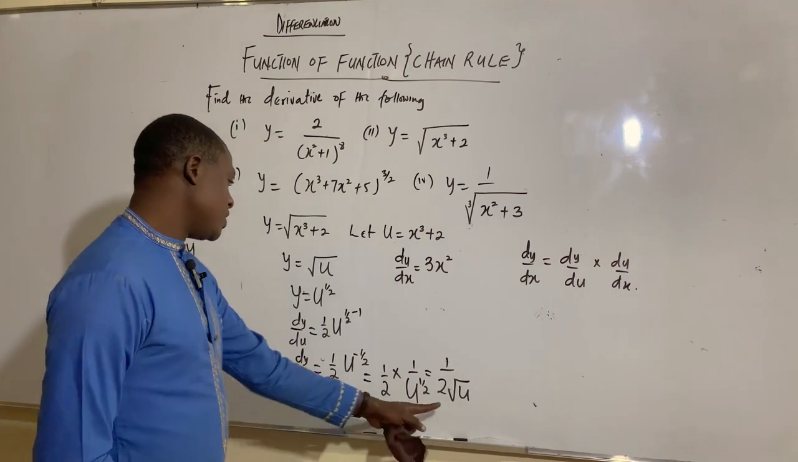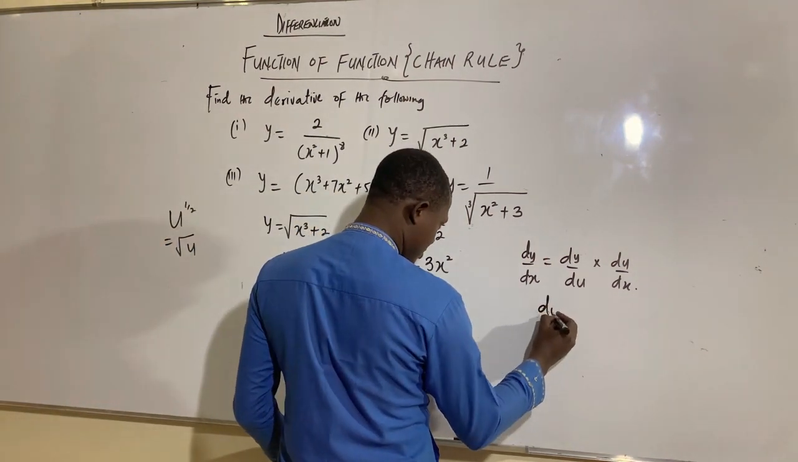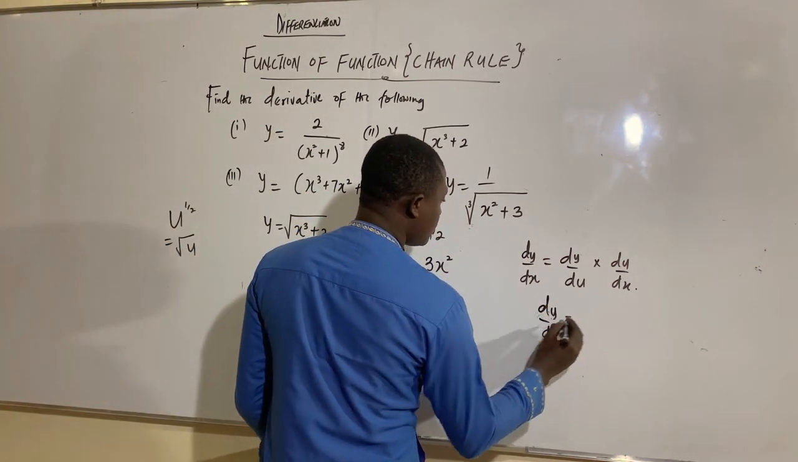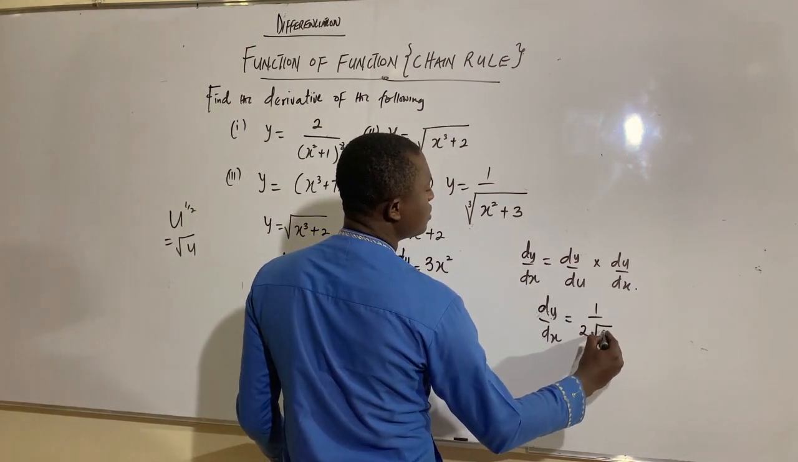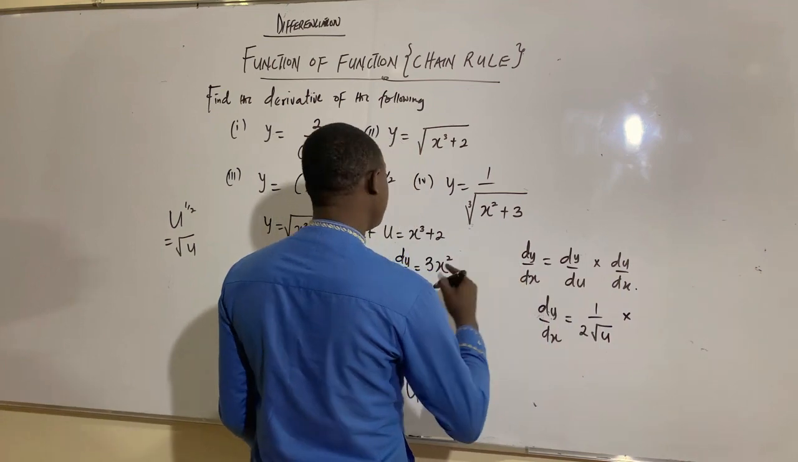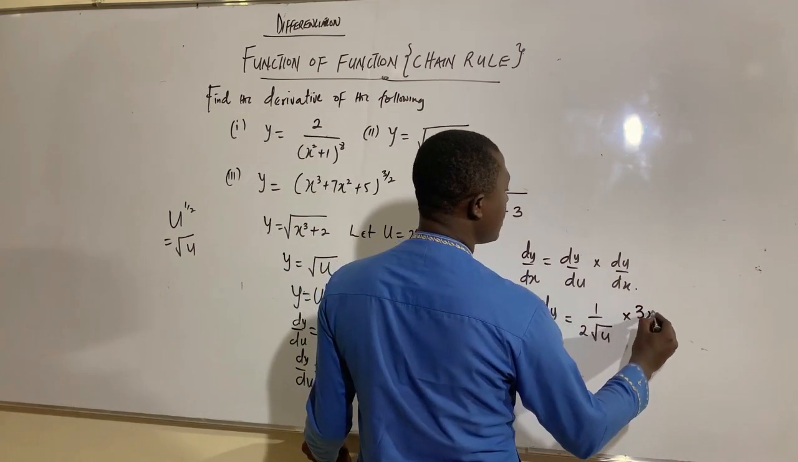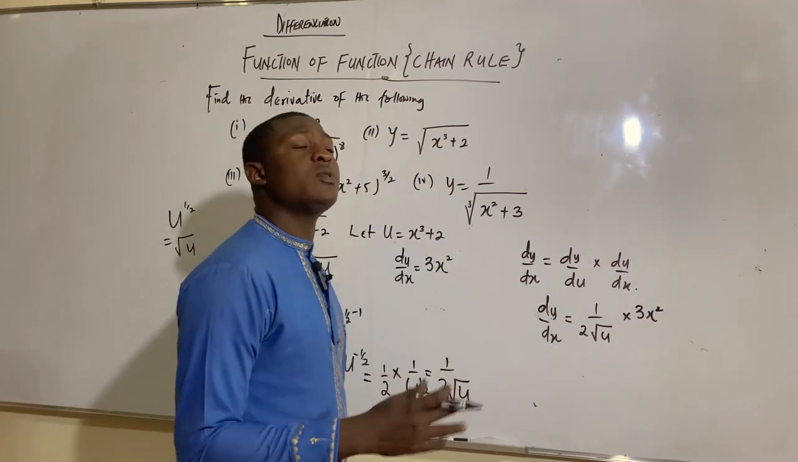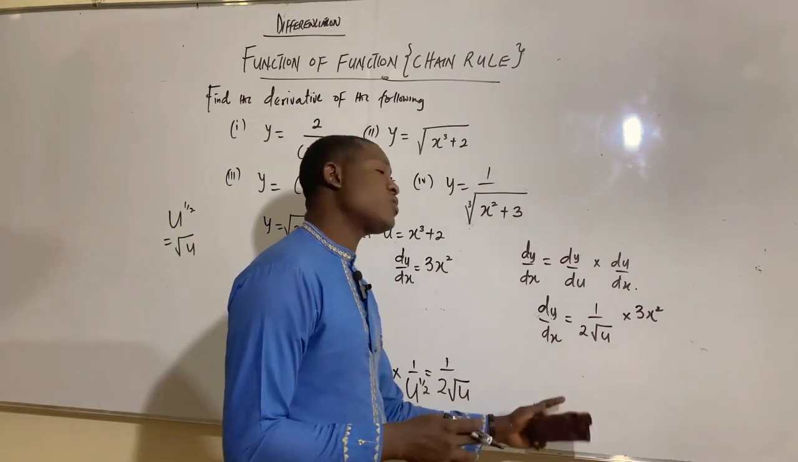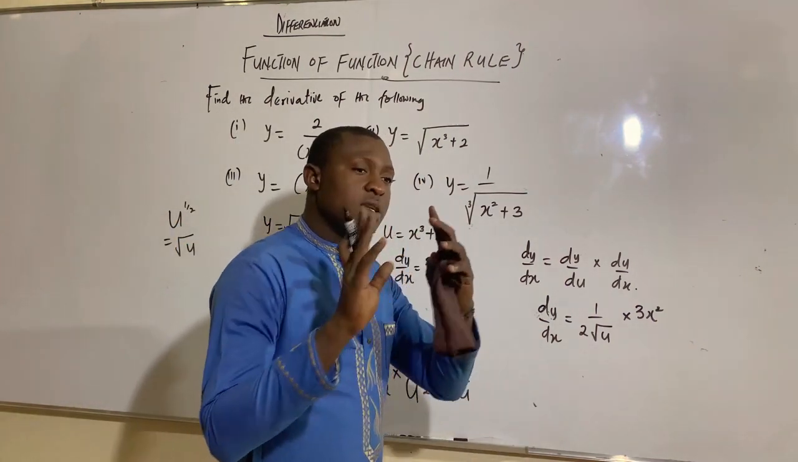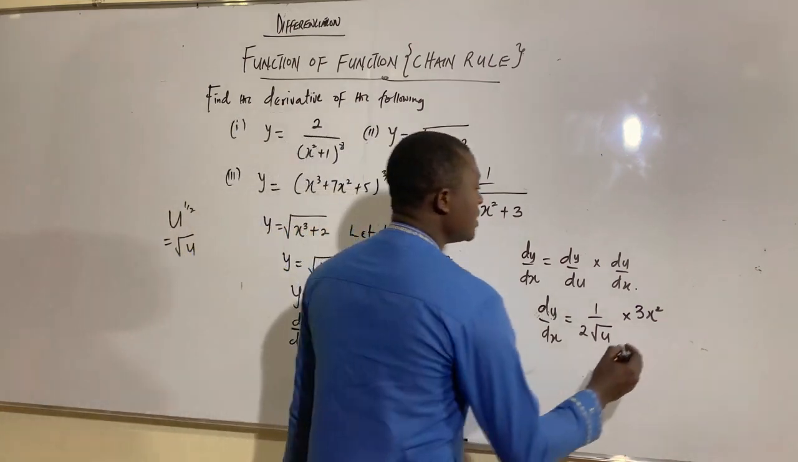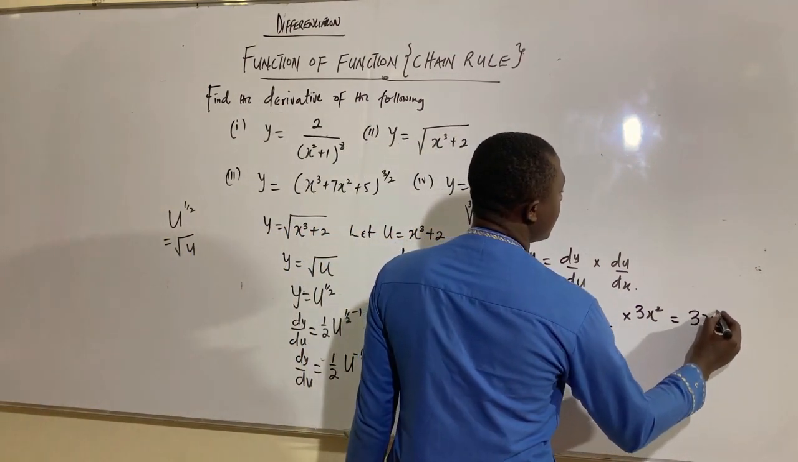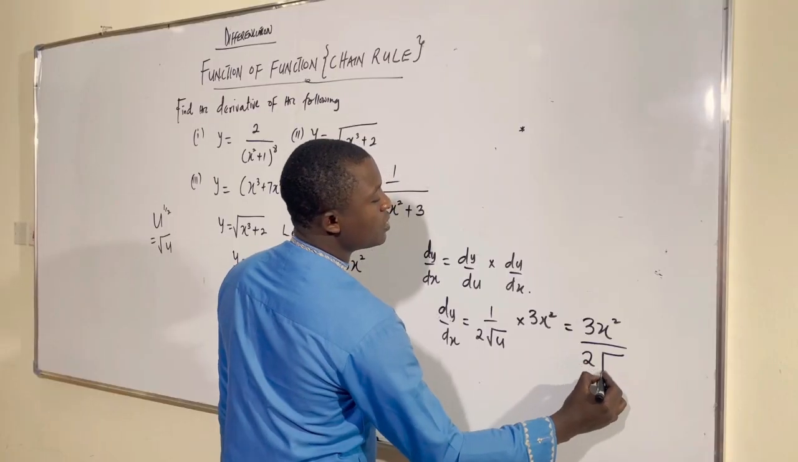So our dy du, we have it to be 1 over 2 root of u. Our du dx, we have it to be 3x squared. It doesn't matter which one comes first, either the first one or the second one, but what people do most is differentiate the first one, the second one, then you multiply them together. So here we can have this one to be 3x squared over 2 root of u.